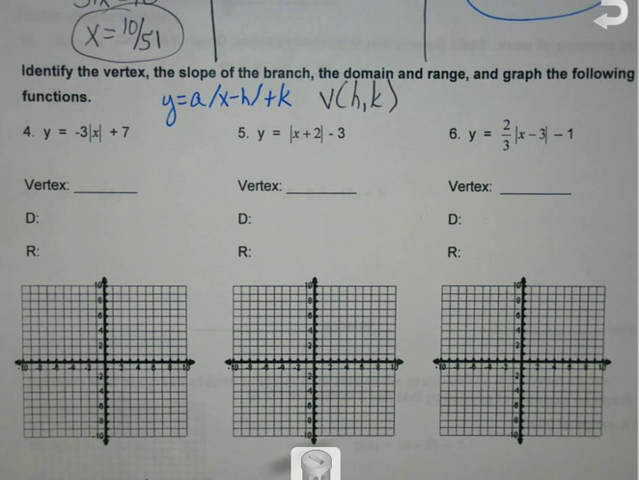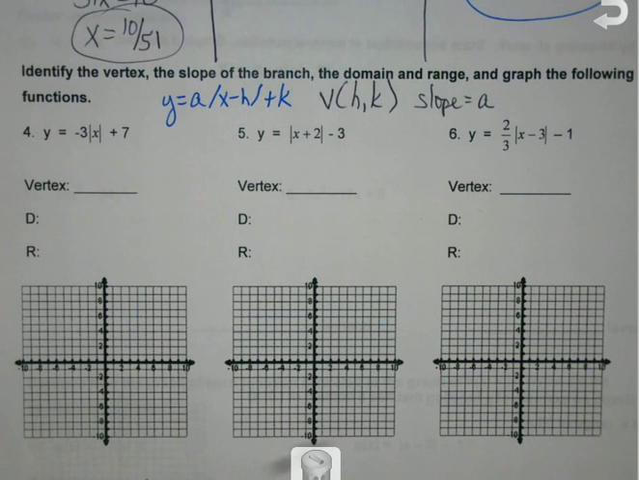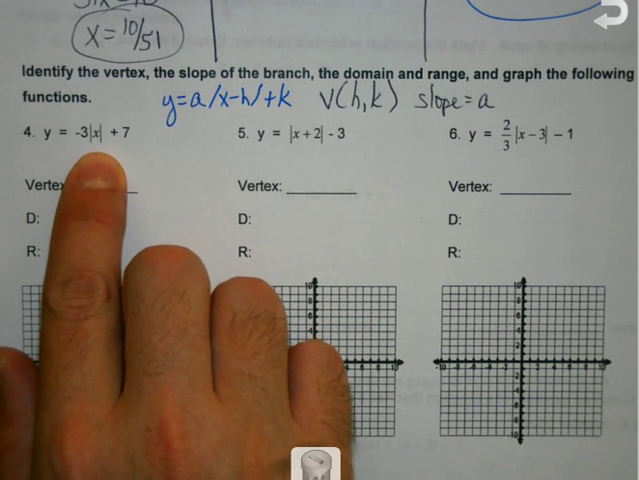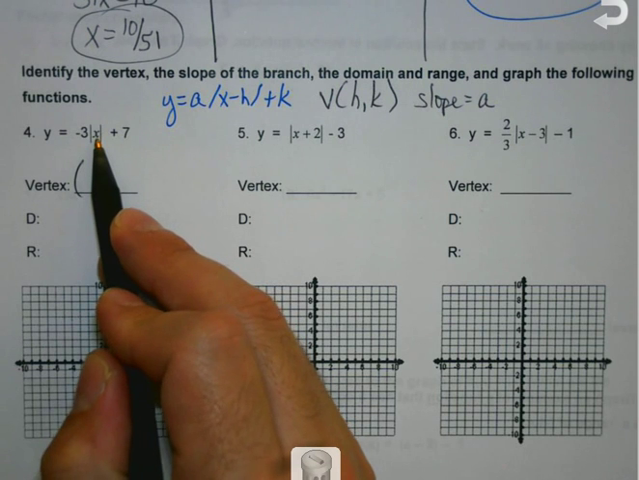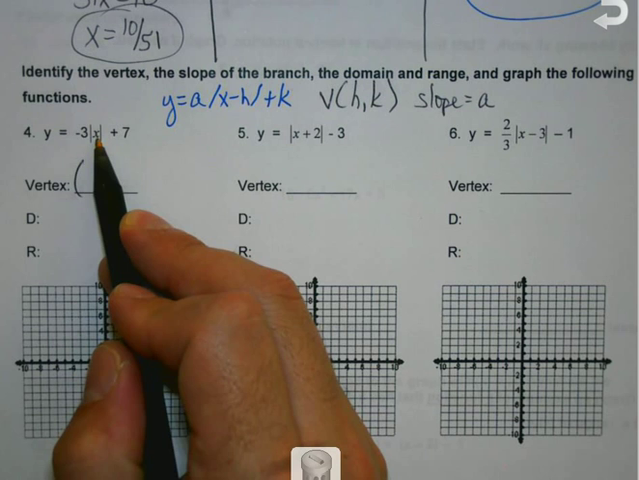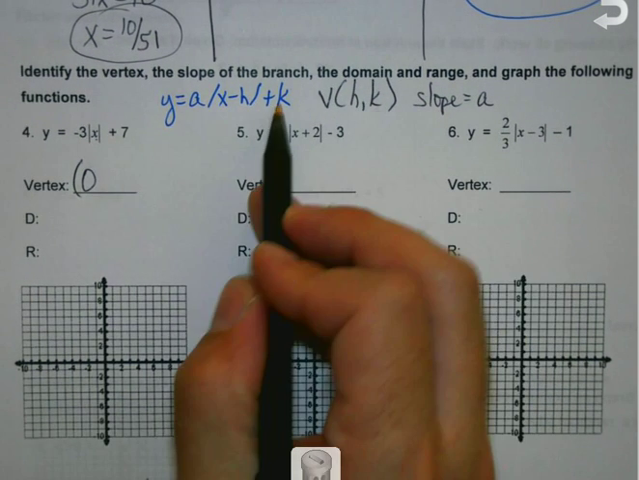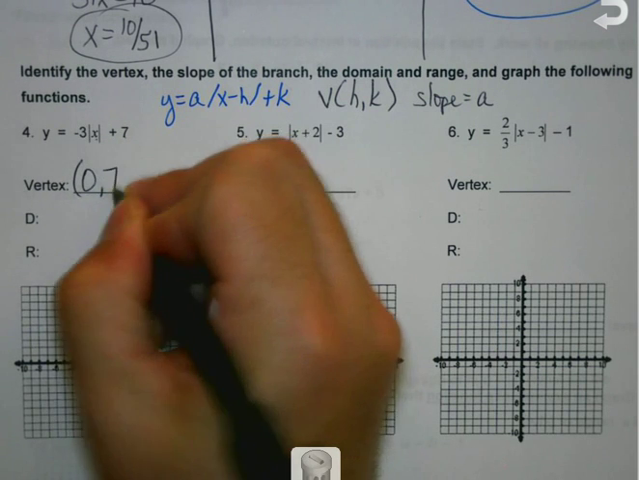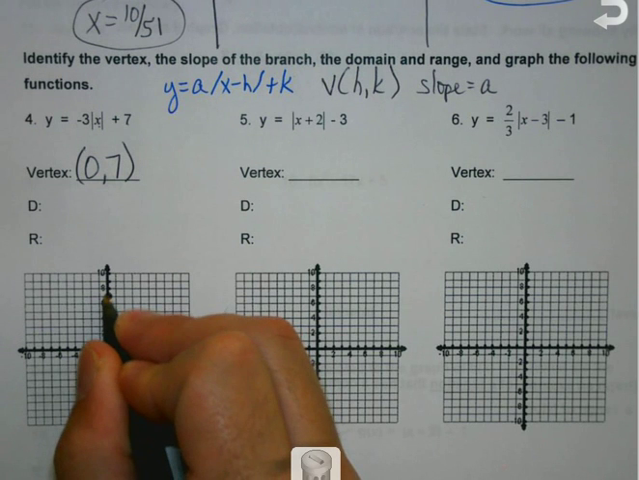I look at this, my vertex is (h, k). My slope is the a. So everything I need to draw this comes from this equation. So I start to look and I'm like, okay, so h is the number in the absolute value with this x. Oh, wait a minute, there's no number there. So what value do I use for my h? 0. If I don't see it there, I use that. And then k is just the number that's on the outside. So my vertex is at (0, 7).